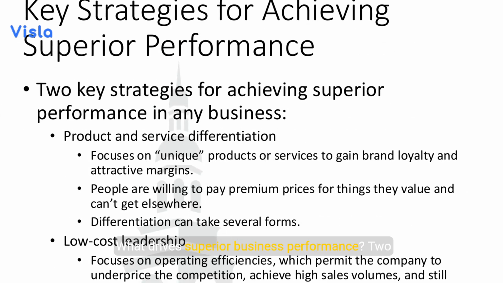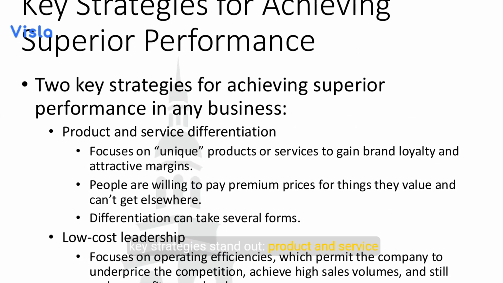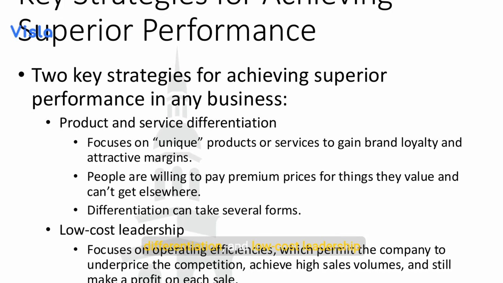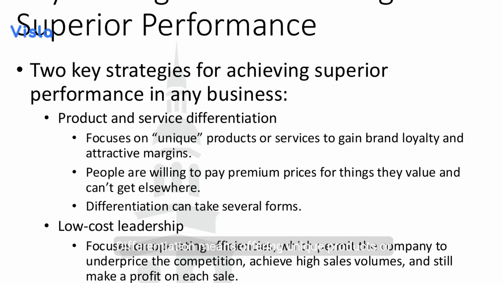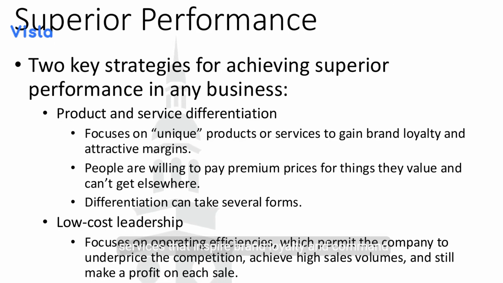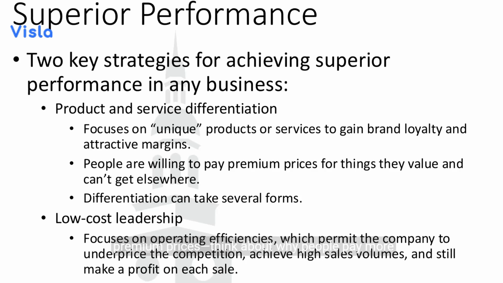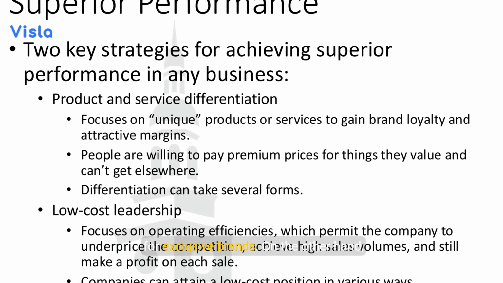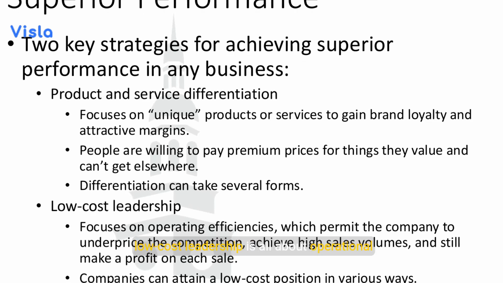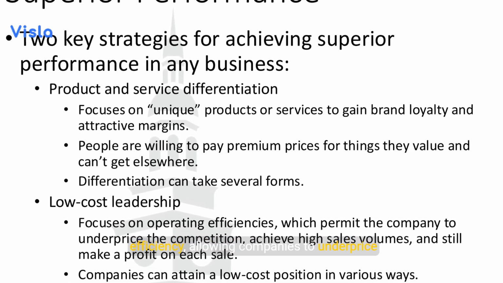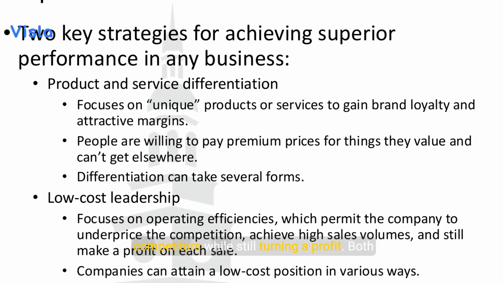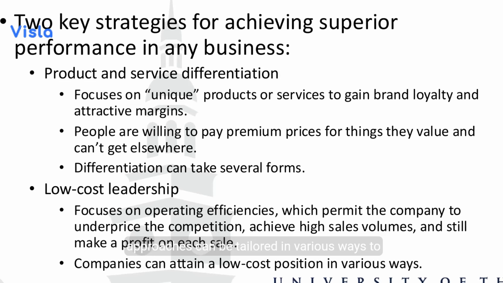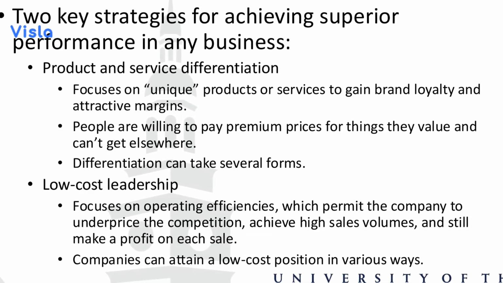What drives superior business performance? 2 key strategies stand out: product and service differentiation, and low-cost leadership. Differentiation means offering unique products or services that inspire brand loyalty and command premium prices. Think about why people pay more for exclusive brands. On the other hand, low-cost leadership is all about operational efficiency, allowing companies to underprice competitors while still turning a profit. Both approaches can be tailored in various ways to suit a company's strengths.